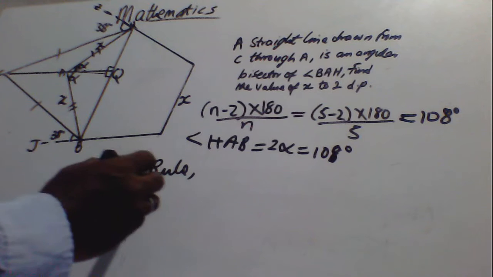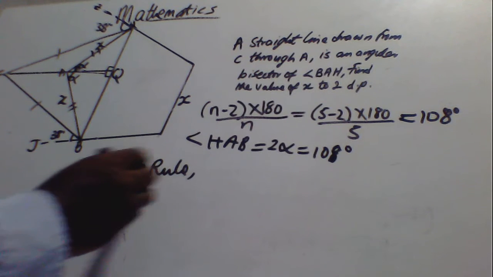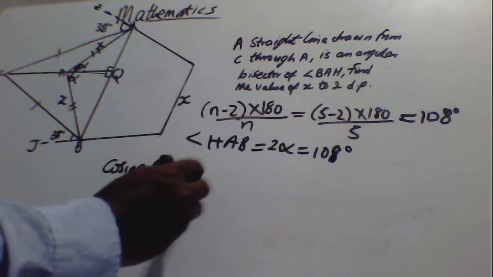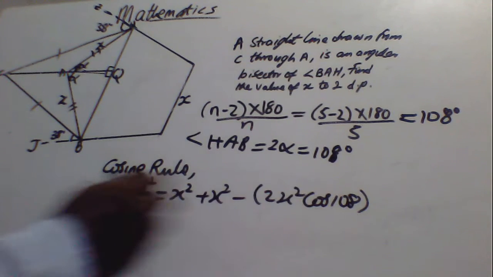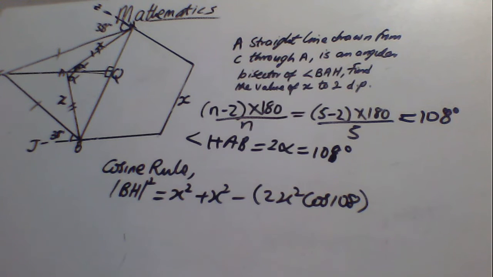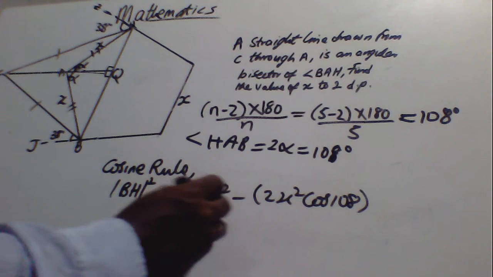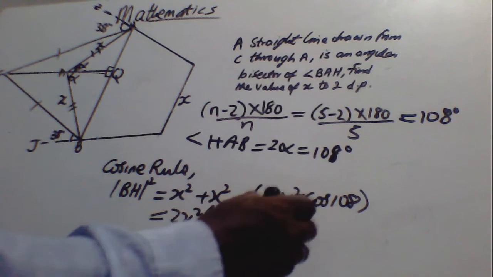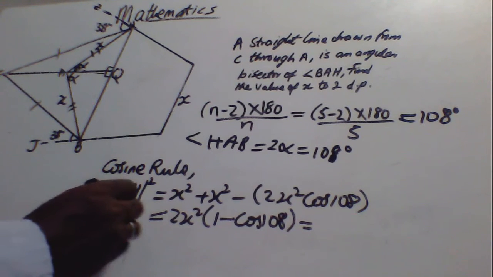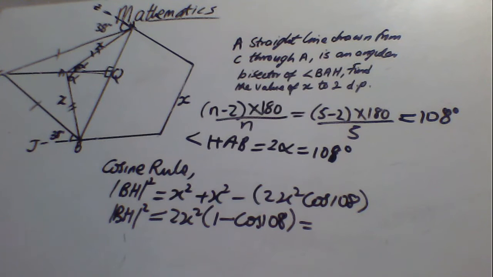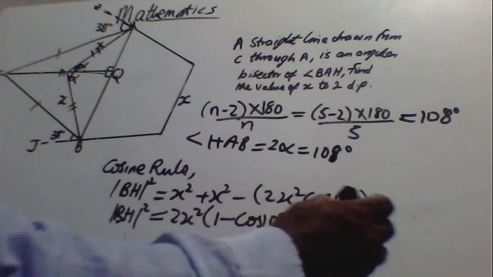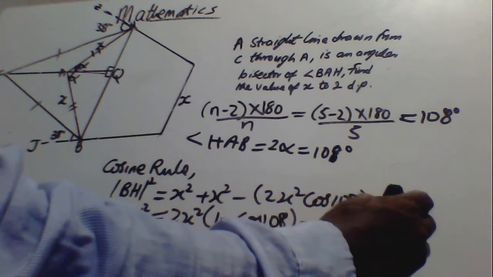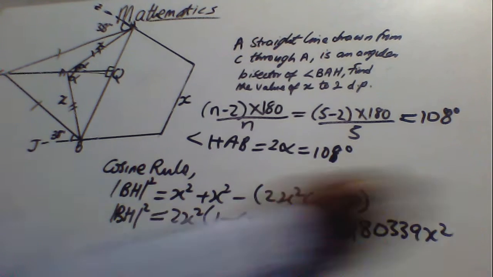Cosine rule, we have that BH squared is equals to S squared plus S squared minus 2S squared cos 108. So solve this. This will give us 2S squared in bracket 1 minus cos 108. So if you solve all of them, you have 2.618039 S squared from my calculator.